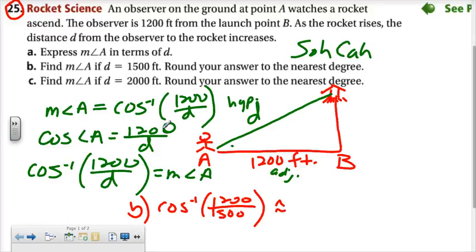So it is 36.869896765, so that's approximately 37 degrees. And that is the measure of angle A.